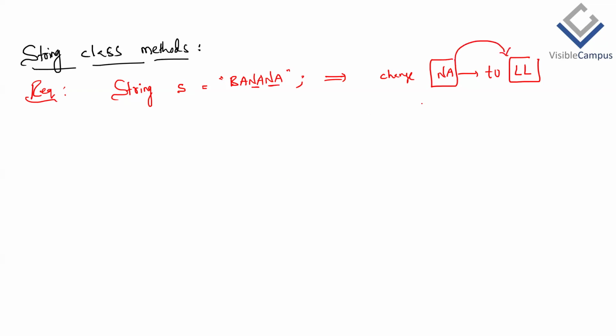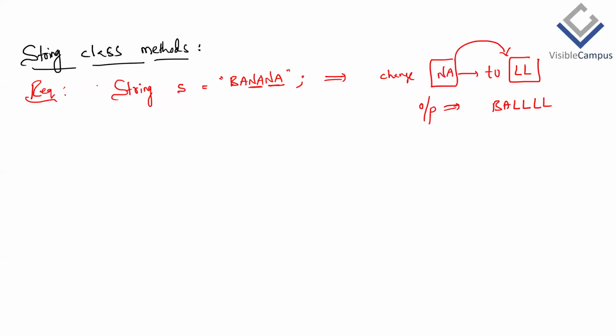It means what is our output? So if I print this, in place of the first NA, what should we get? LL. And in place of the second NA also, what should we get? LL only. So that is the output which we are expecting.